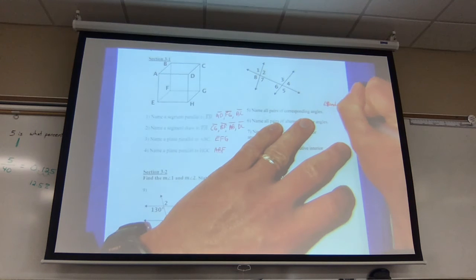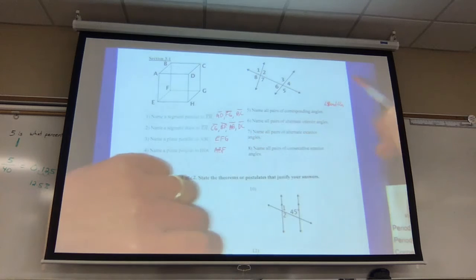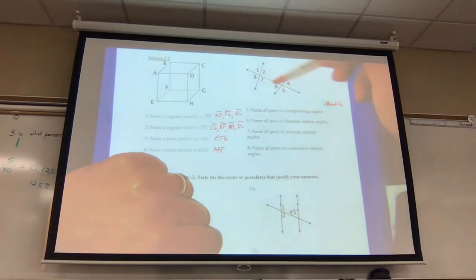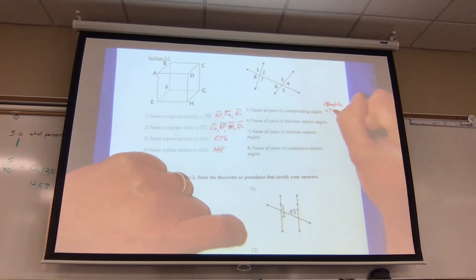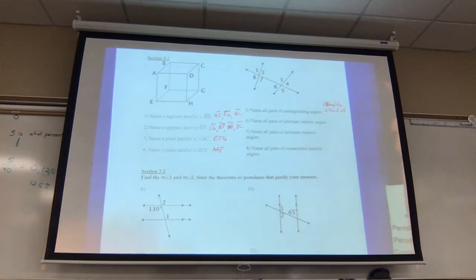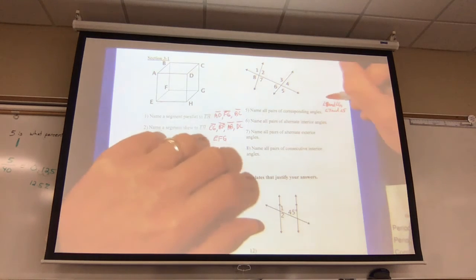So 8 and 6 would be one pair. 7 and 5 would be another. Those two are both below the transversal and to the right of the lines being intersected. I'm going to run out of room here. I'm going to go up on top.